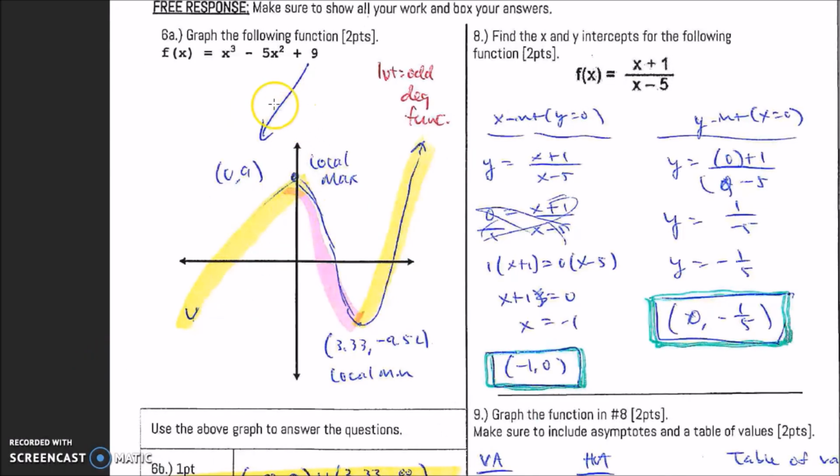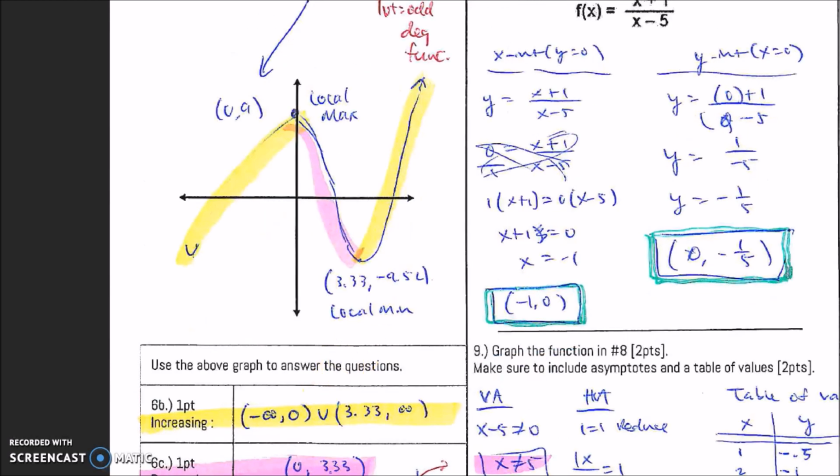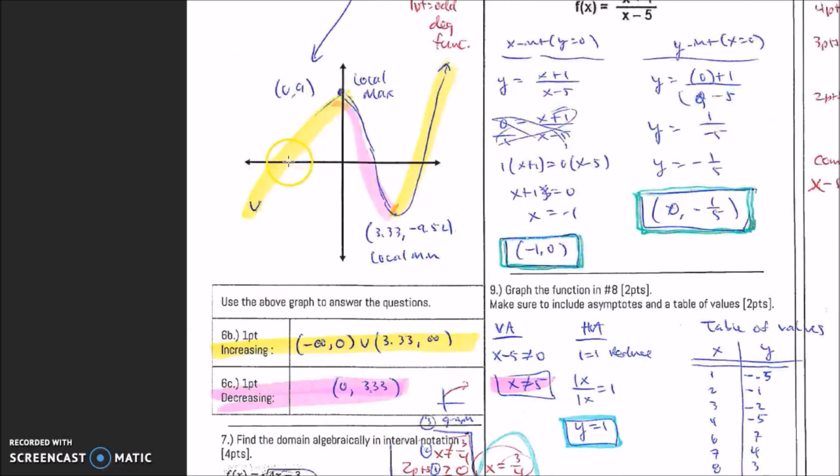Question number 6 says graph the following function, x cubed minus 5x squared plus 9. Just put that into your graphing calculator, and then you get the sketch here. Then you could have used the calculate button to find your maximum and minimum. Once you do that, just write down the ordered pairs (0, 9) and (3.33, negative 9.52), and then this problem for question number 6, B and C.